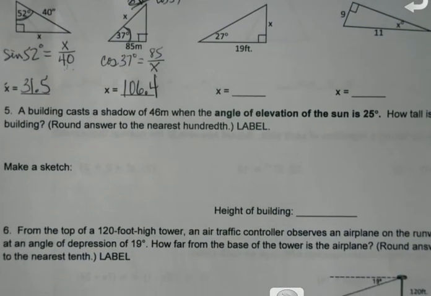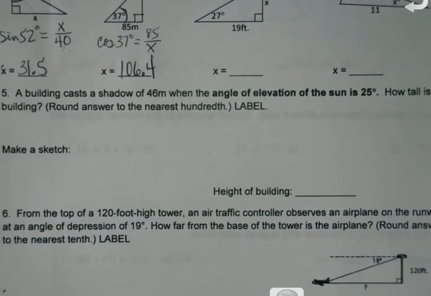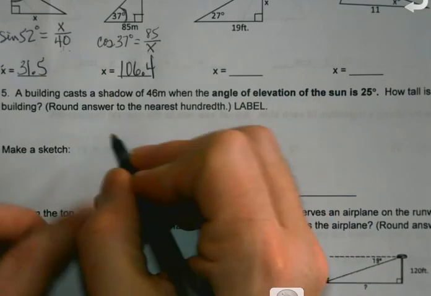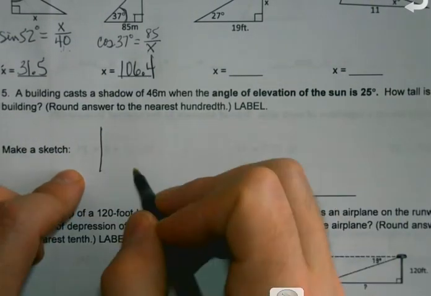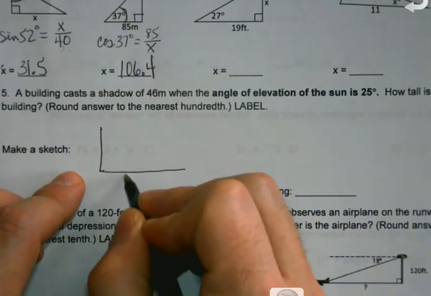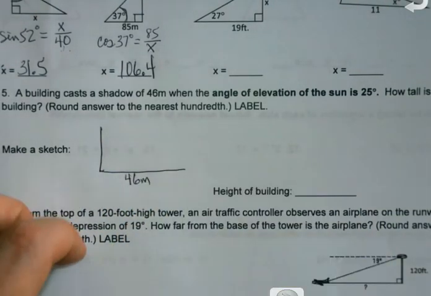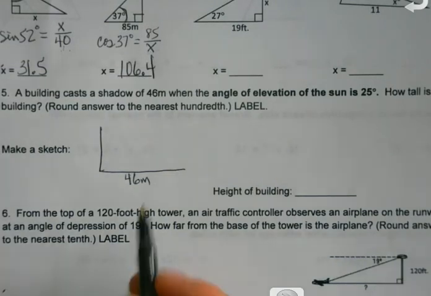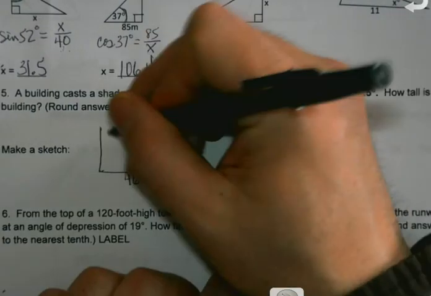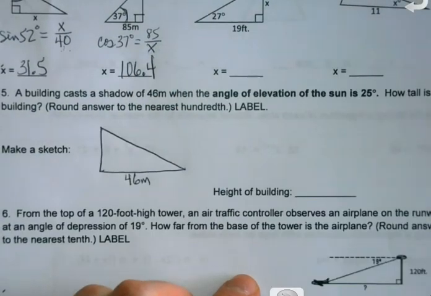All right. Ooh, we get to draw. We get to see my awesome drawing skills. A building casts a shadow of 46 meters when the angle of elevation of the sun is 25 degrees. How tall is the building? Okay. Here's my building. I know, it's impressive. Casts a shadow of 46 meters because think about it. When you stand somewhere and you can see your shadow, the shadow's showing up on the ground. Okay? So that's how I know this is where the 46 goes. I also know it's going to end up being a triangle, so I'll get that in.